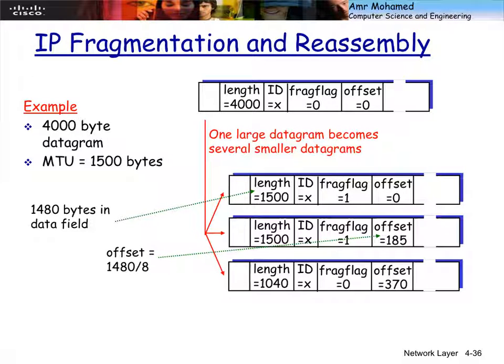So remember, the length is the length of the data part and the header, and the header is 20 bytes. So this length contains the size of the header. So basically, if you want to know the exact data size here, it is 3960 or 3980 in that case. So this is the data part. Okay, so this needs to be divided into 3 parts.